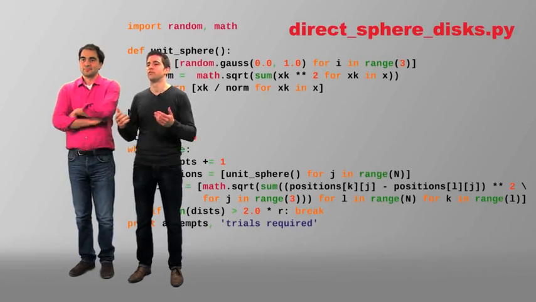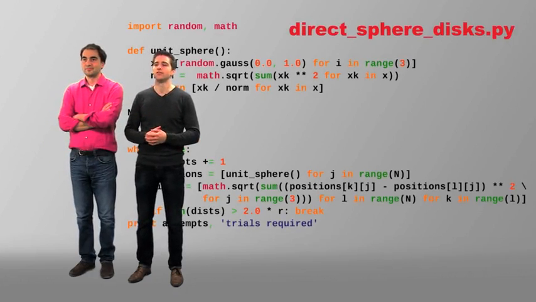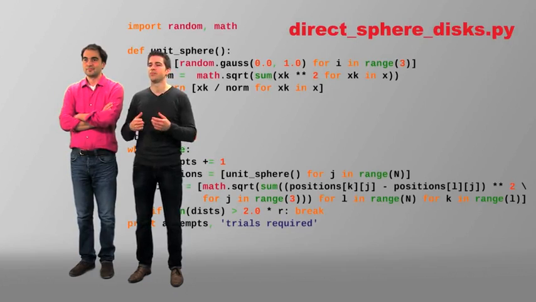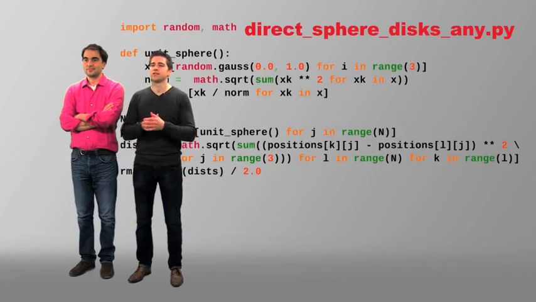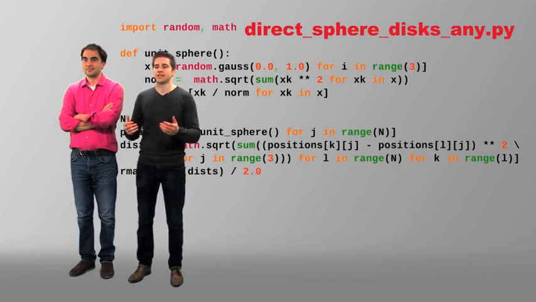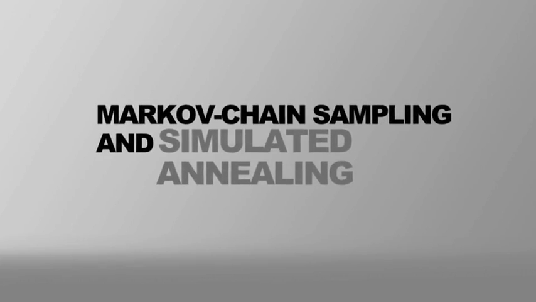So, is there a smarter way to generate large radius configurations? Of course there is. Alberto will in a few moments explain a method to use a Markov chain algorithm for this purpose. But before moving on, please take a moment to download, run and modify the programs directSphereDisks.py and its alternative version directSphereDisks_any.py that we discussed in this section.